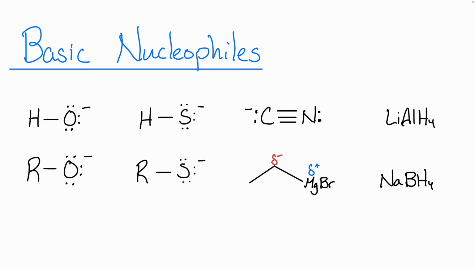So under basic conditions, we can use oxygen as a nucleophile, oxygen with that net negative charge. We could also use sulfur nucleophiles. We've got a few carbon nucleophiles that we can use. And lastly, our hydrides are hydrogen behaving as a nucleophile. All of these nucleophiles, we can react with that good electrophile, that aldehyde or ketone.